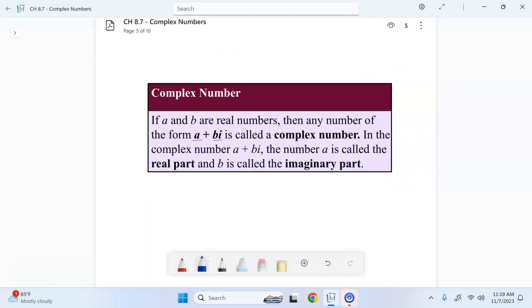So now we're going to talk about complex numbers. Complex numbers are numbers that have a real part and a non-real part. Okay? We have what's called standard form of a complex number. That's a plus bi, where a is the real part and bi is the imaginary part. It's the part that's being multiplied by the imaginary unit. Okay, that is standard form.